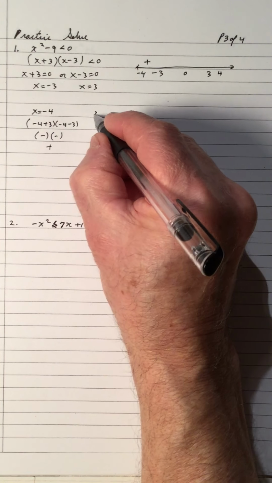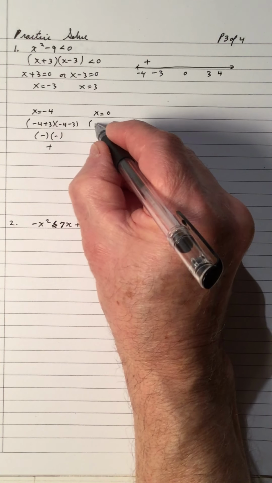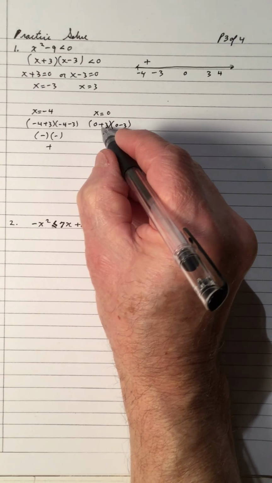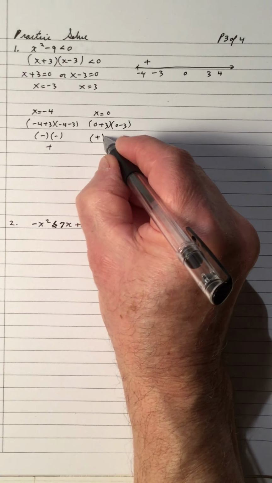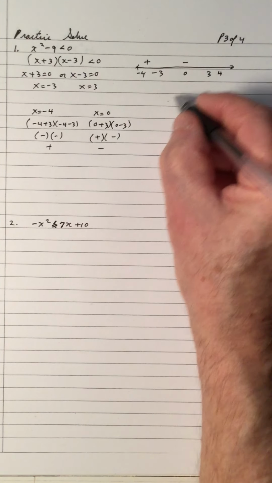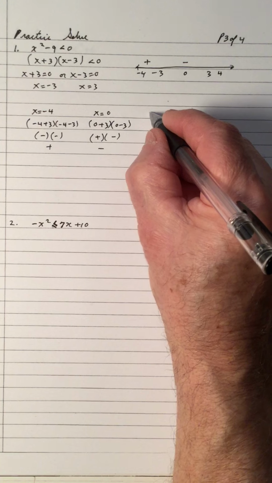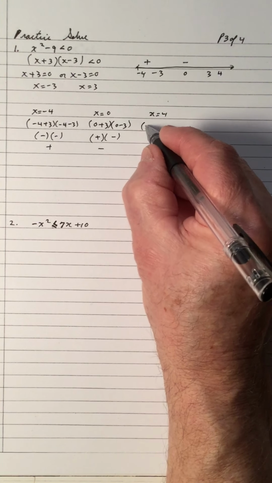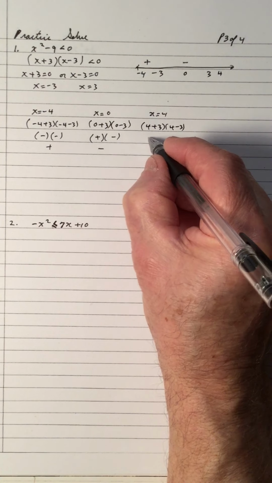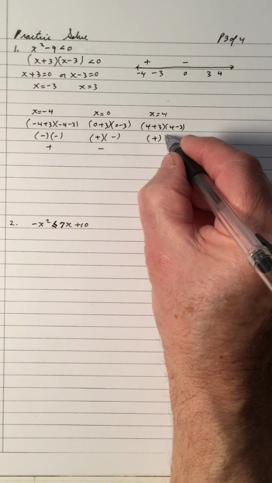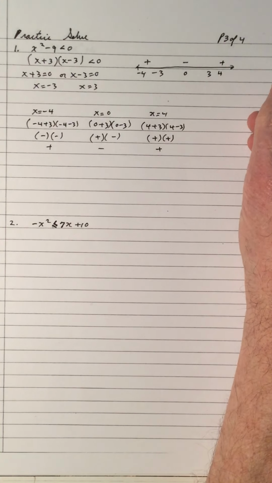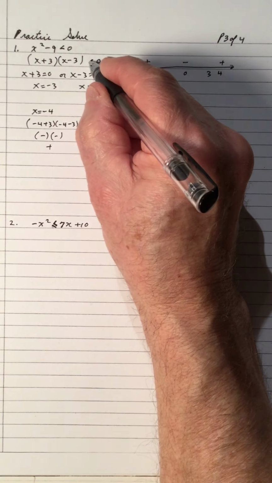Now we'll take 0, which is in between, and sub 0 in. Put 0 in, I get a plus. Put 0 in, I get a minus. So that's a negative. Negative in between. Now I'll sub in 4. So 4 plus 3, 4 minus 3. That's a plus, and that's a plus. Product is positive.